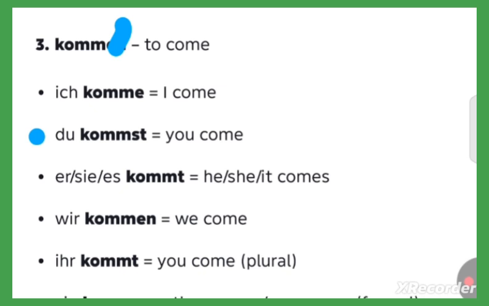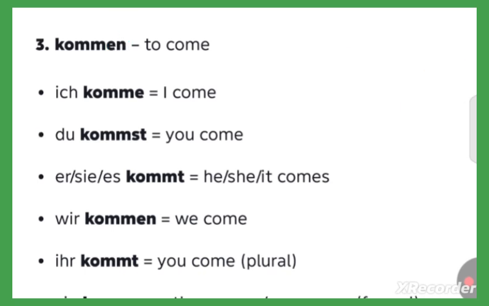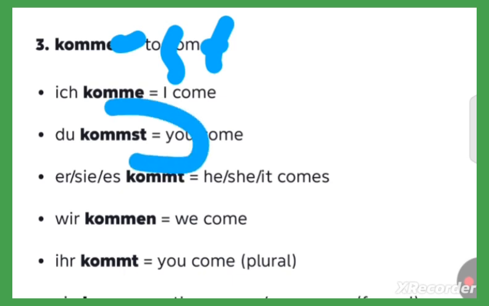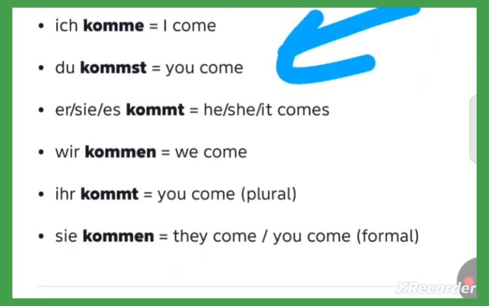For example, I come from Zambia: Ich komme aus Zambia. "From" is aus. If it's du, you remove en and add st. That's why it will be du kommst. So you come, you say du kommst. You come from Mpika: Du kommst aus Mpika.